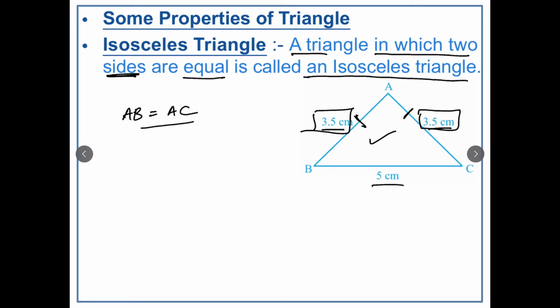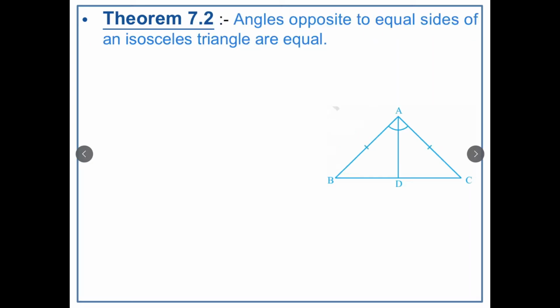Now based on this we have a theorem, which is theorem 7.2. It is based on the isosceles triangle. We will also do the proof of this theorem. The statement of the theorem is: angles opposite to equal sides of an isosceles triangle are equal. We have this isosceles triangle, and we know that if it's an isosceles triangle, its two sides will be equal. Let's name it A, B and C.